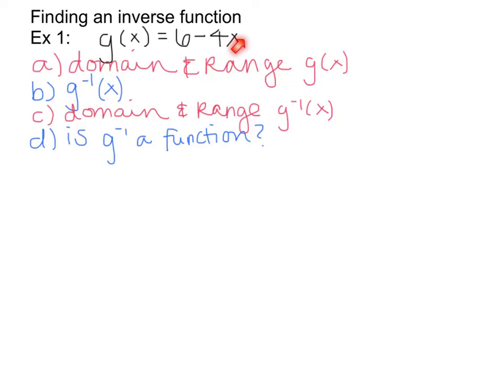If you don't like it written like that, you could change it to something you're used to seeing. g of x equals negative 4x plus 6. And I hope you know that this is a line, and the line has negative slope since it's a negative 4. So since it's a line, the domain and the range is all real numbers.